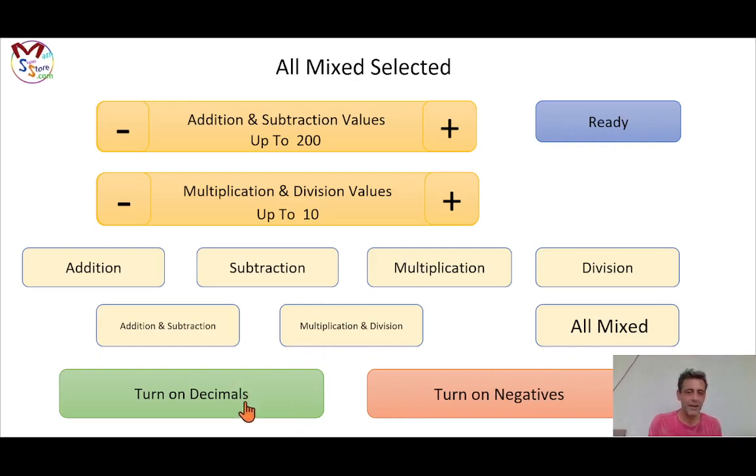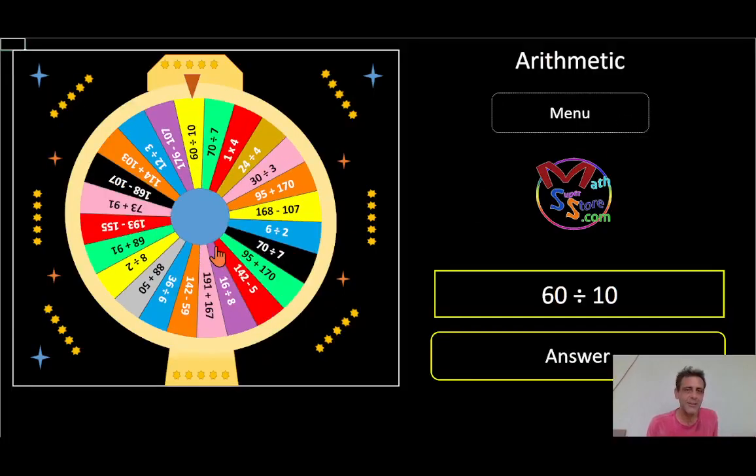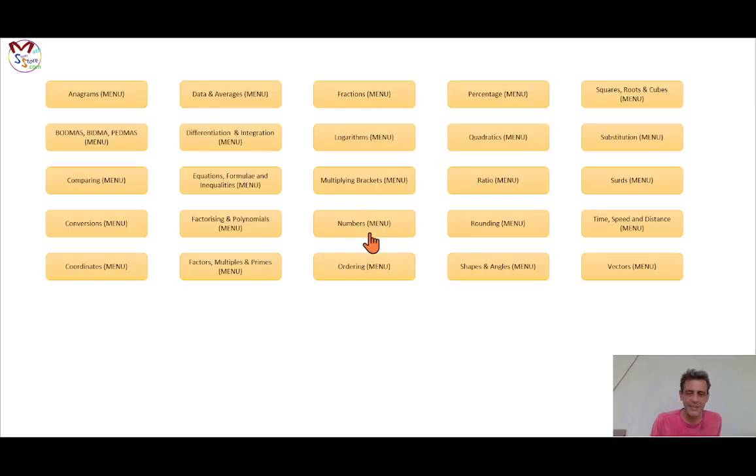Oh, and if you have turned on either decimals or negatives or both, or left it on by mistake, and you press OK, it'll say decimals are on. Is that okay? Yes, if that's what you wanted. No, if it's not, then you can turn decimals off, and then you're ready to go. I've made that mistake many times, and it takes a few seconds to get there and back, but it's more annoying than anything else. Okay, so that's arithmetic. That was from number, and there's more inside numbers.